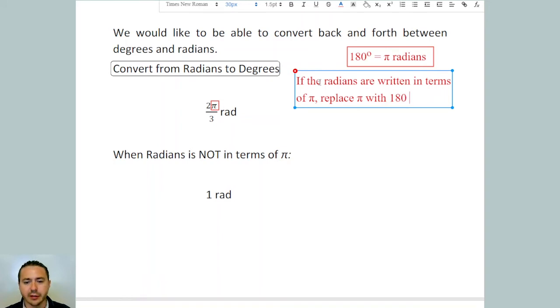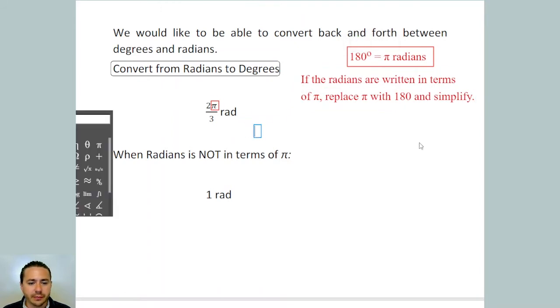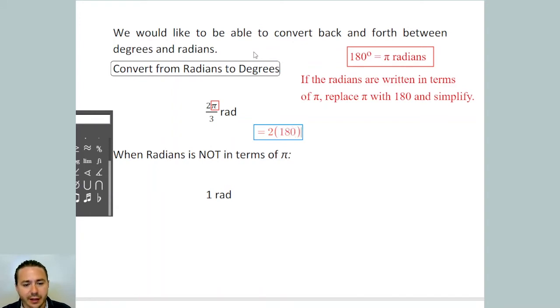So if I want to convert this to degrees, it's pretty easy. You're just going to say that it equals 2, I lost my multiplication symbol. You know what? I'll just use parentheses. Times 180 instead of pi, divided by 3. And then you can just simplify that.